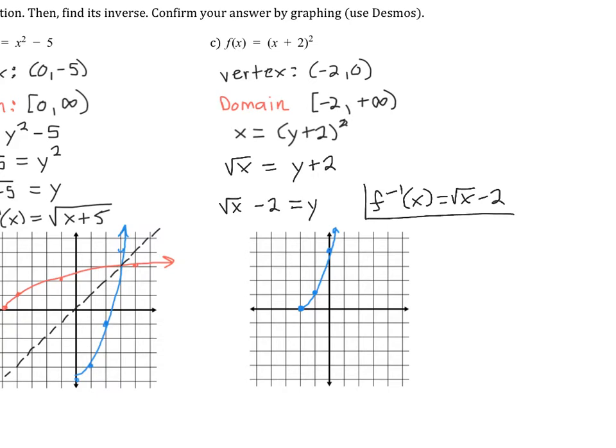And so let's graph it really quick to double check. And we end up getting this graph that you see in red. So again, it is reflected over that line, y equals x. So we know that our inverse is correct. And again, thanks to that domain restriction, the inverse we found is also a function.